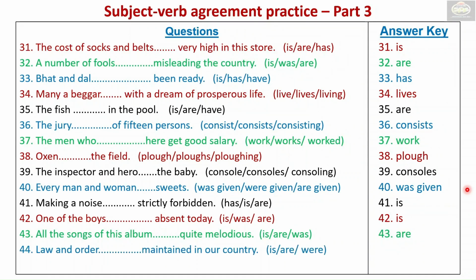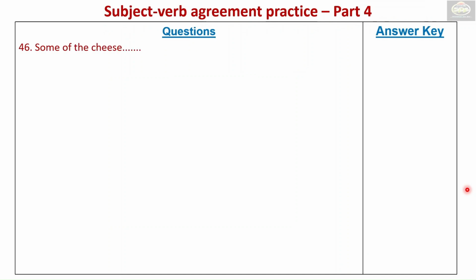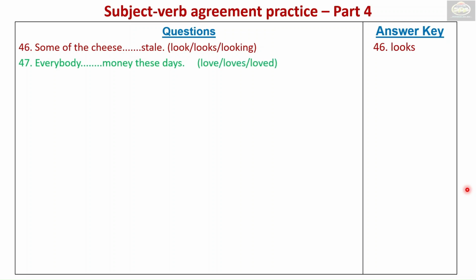Law and order is maintained in our country. Two nouns as a singular subject. The West Indies, name of country, singular, has thousands of tiny islands. Some of the cheese looks stale. Everybody, indefinite pronoun, singular verb. Everybody loves money these days.